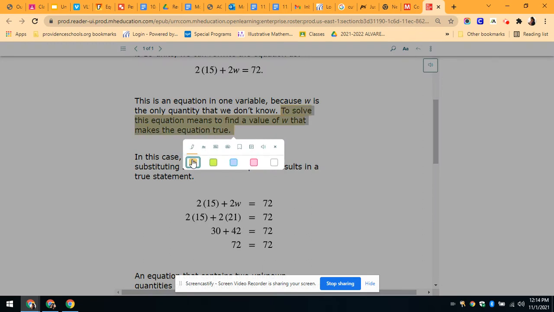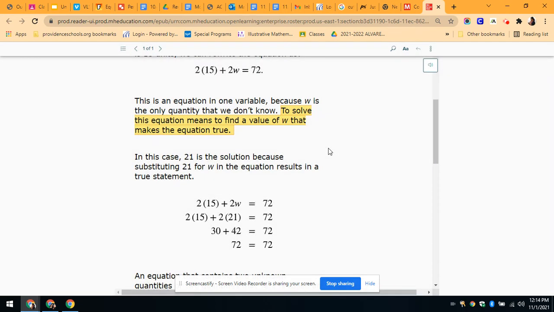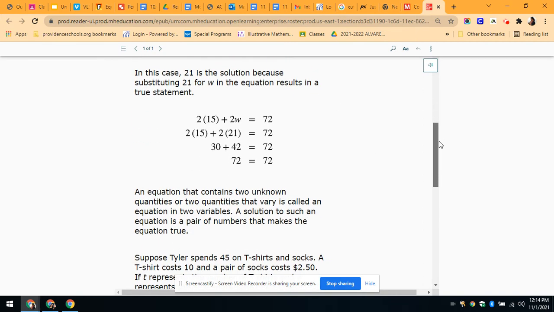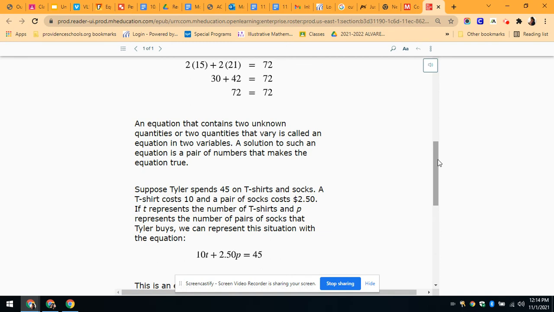Because it has one variable, here in this example they did the math, the algebra, to determine that 21 is what the width is. And when you substitute 21 for W, you find that the solution, 72, is in fact correct. Now for an equation with two unknown quantities, we're going to highlight this next one.